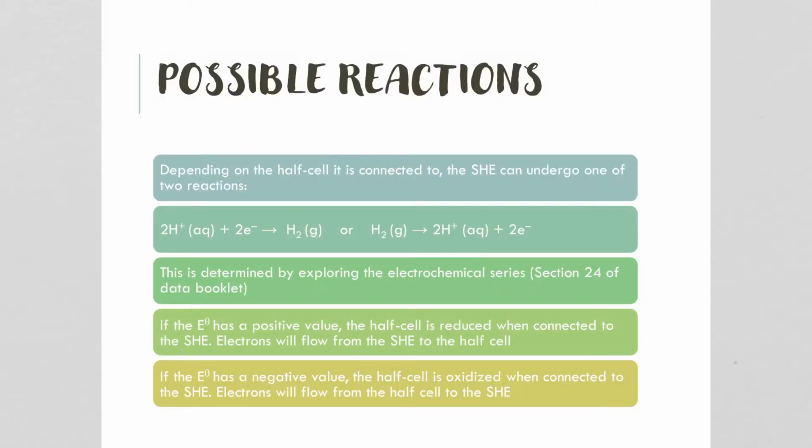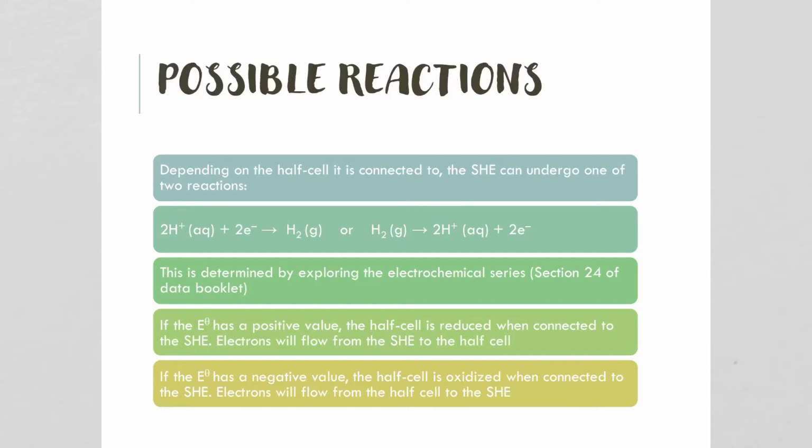So depending on the half cell that the standard hydrogen electrode is connected to, it can undergo one of two reactions. It can undergo reduction, so the hydrogen ions would gain 2 electrons to become hydrogen gas, or the hydrogen gas in the electrode can be oxidized to make hydrogen ions and 2 electrons. The way you determine that, since we don't have standard hydrogen electrodes, is we will look at section 24 of the data booklet to look at the electrochemical series.